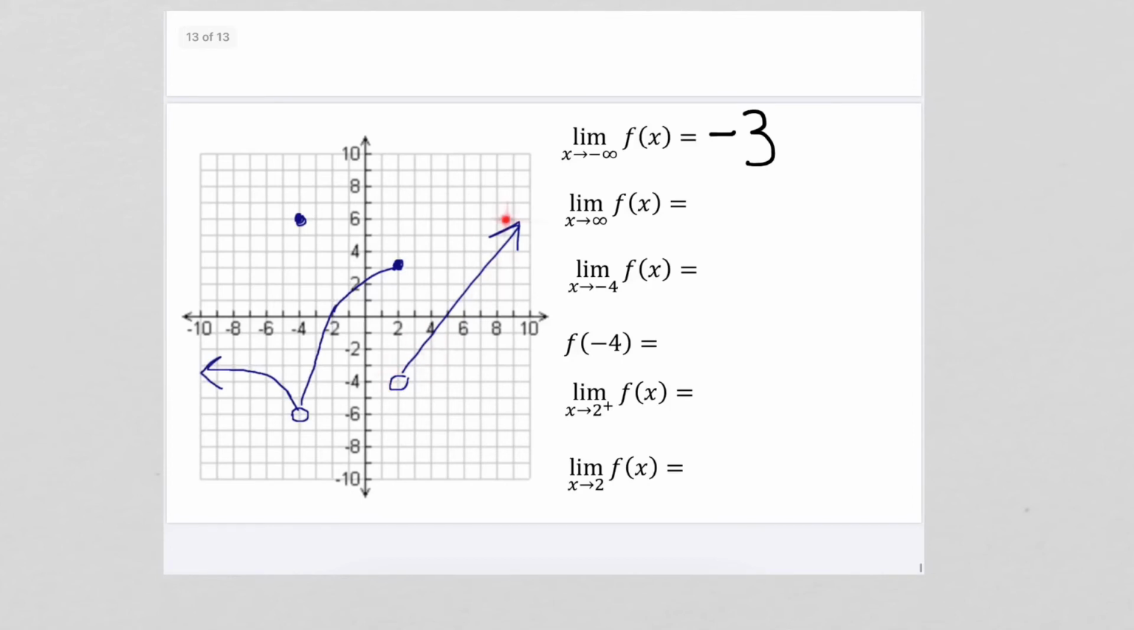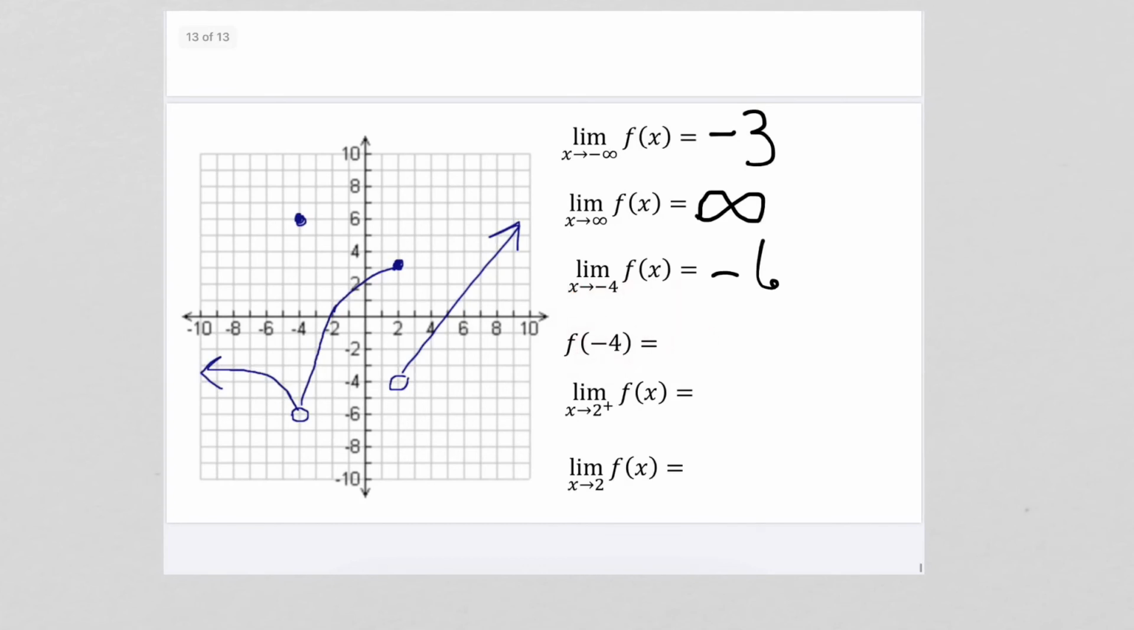This gets a little bit tricky. As we approach infinity, this is just going up, up, up, up, up, right? So it's not really approaching any particular number. For now, we're just going to say that as x approaches infinity, y is also approaching infinity. So we're just going to fill in infinity. All right, so then what about the limit as x approaches -4? So here's x equals -4. Okay, from the left and from the right, it seems like we're approaching the same thing, which is -6.